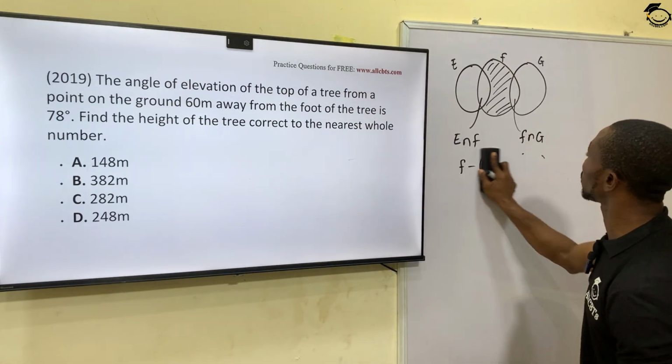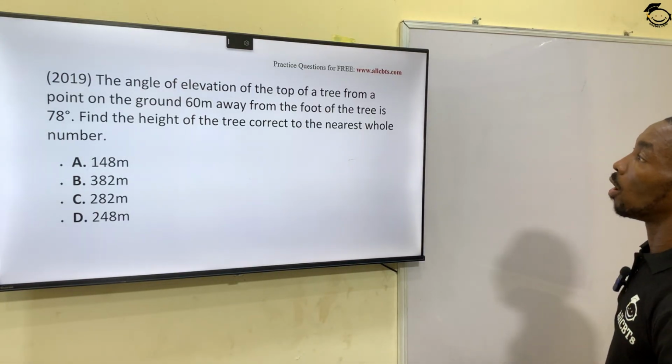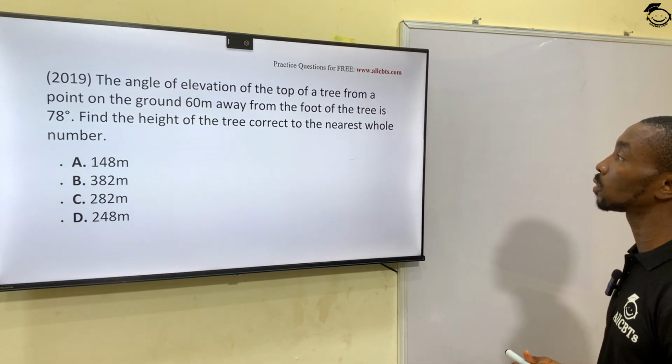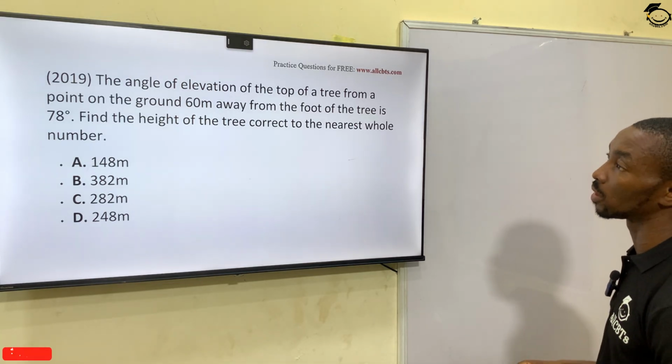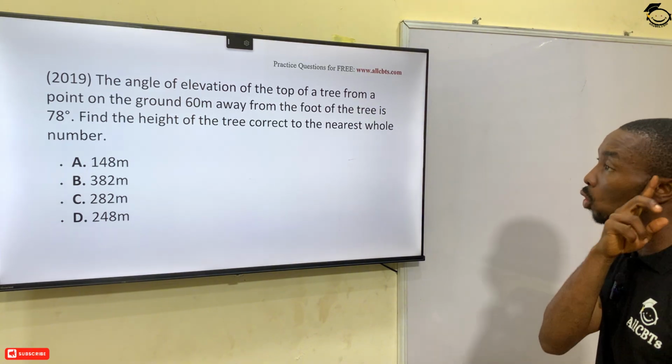Okay, to the second question, it says the angle of elevation of the top of a tree from a point on the ground 60 meters away from the foot of the tree is 78 degrees. Find the height of the tree correct to the nearest whole number.